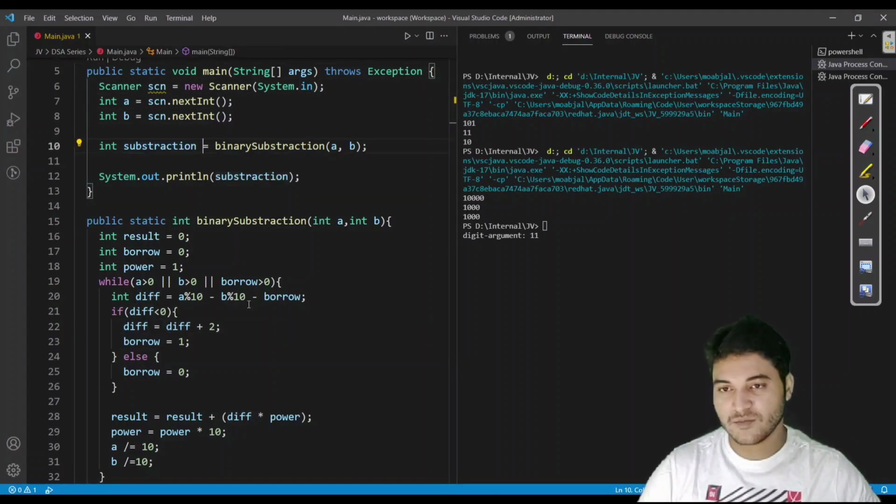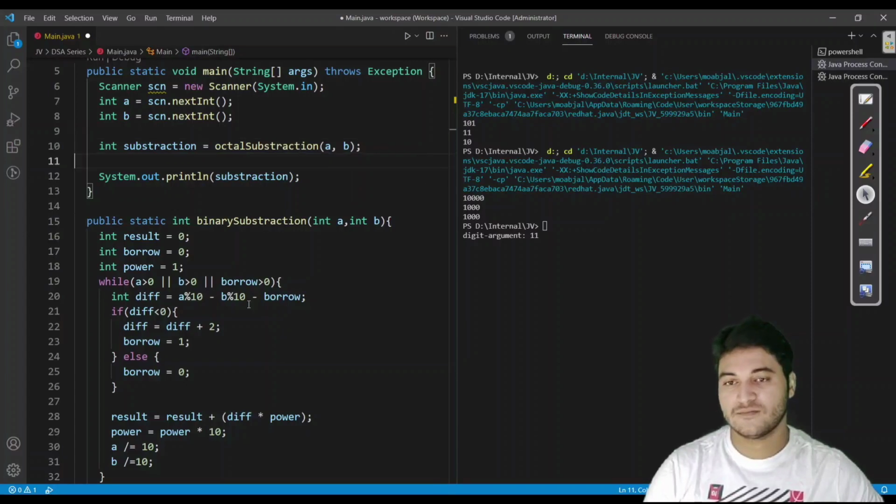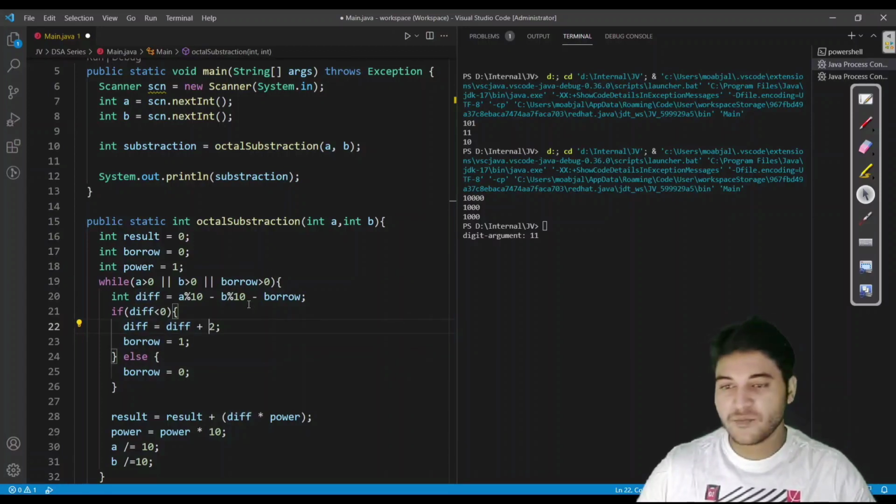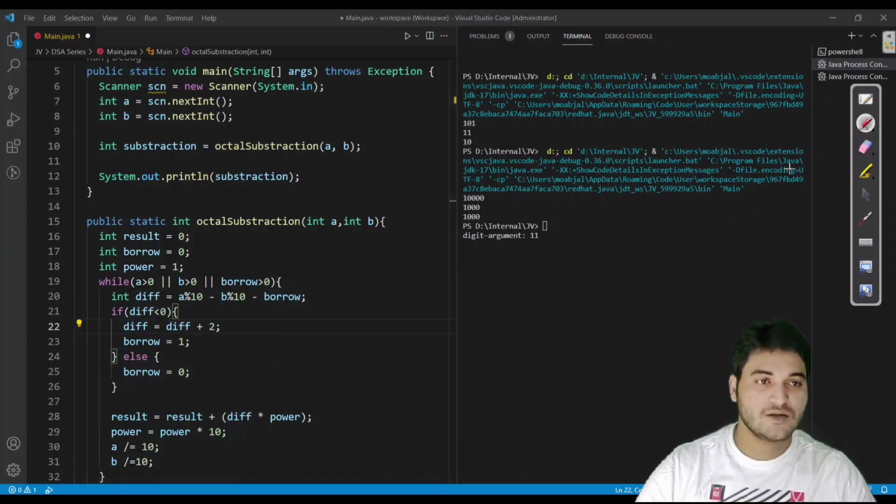So first of all, we have taken the input from the user. Now we have to change the method name also, which would be octal subtraction, and we have to change this name also, octal subtraction, and we are taking two inputs. That is fine. Now, let me dry run the code also a little bit.